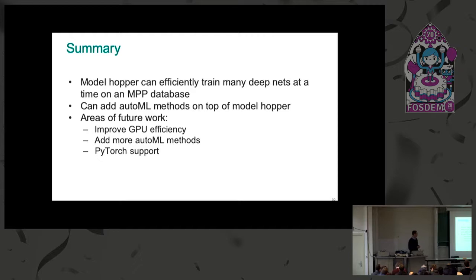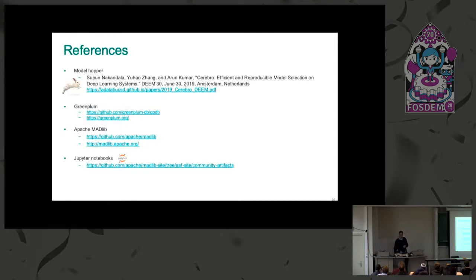And for future work, a short list of things we're working on. We want to improve GPU efficiency because we're working in the database. We're not quite as efficient as the results that show in the paper. We want to add more automated machine learning methods and then add PyTorch support in addition to TensorFlow. There are some references, including some Jupyter workbooks to get started.